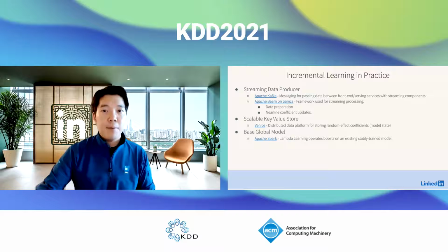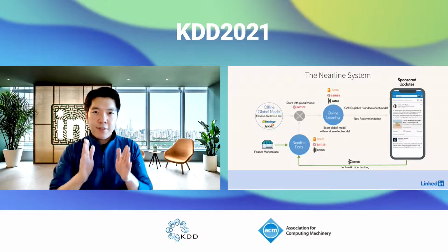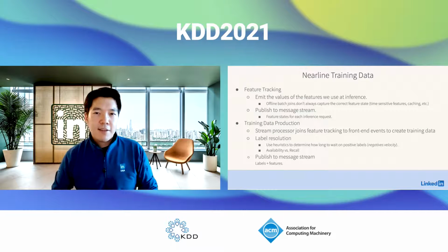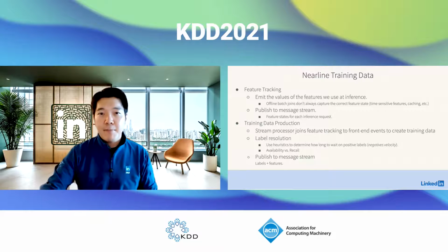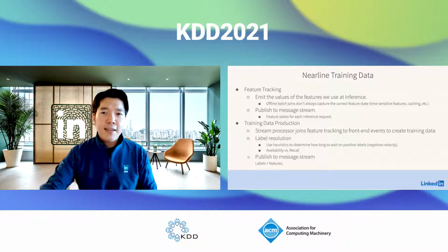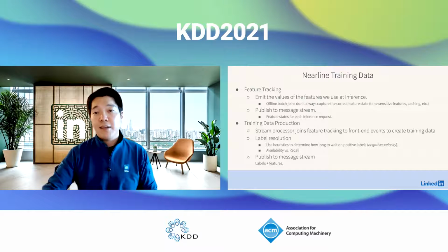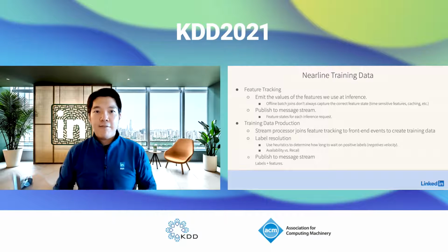Let's go deeper into the first component, the streaming data processor. The goal of incremental learning is to reduce the time between member action and knowledge deployment. One of the largest bottlenecks in this process is the production of training data. In order to address this, we emit all feature values used to make predictions in real time from our service. We do this using Apache Kafka. This enables us to skip very large offline joins while also allowing us to capture correct feature states for all of our predictions. We then leverage Apache Samza to produce stream joins between our feature tracking topics and front-end interaction topics.